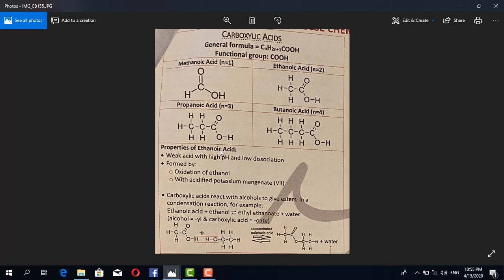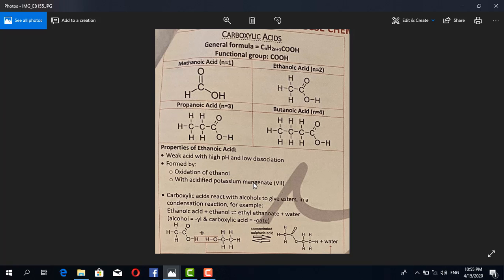The properties of ethanoic acid: it's a weak acid with high pH and low dissociation, formed by oxidation of ethanol with acidified potassium manganate. The carboxylic acids react with alcohols to give esters.